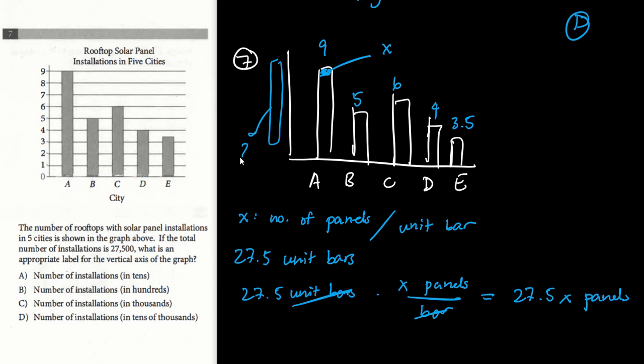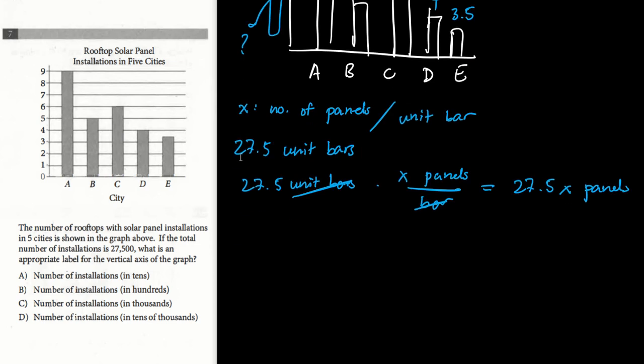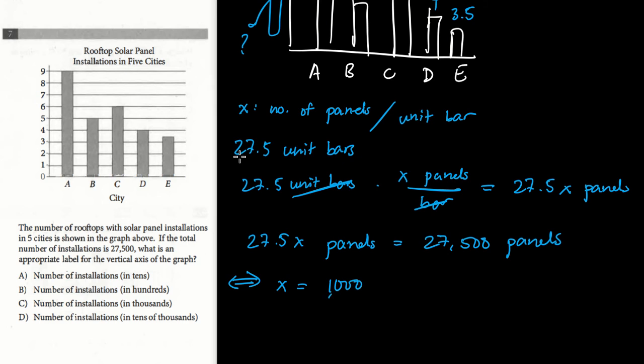And what we're told in the problem statement is that we have 27,500 total installations, right? So 27.5x panels is actually equal to 27,500 panels, right? So that means that X is equal to 1,000 panels per bar. Right? We're simply dividing both sides of this equation by 27.5.